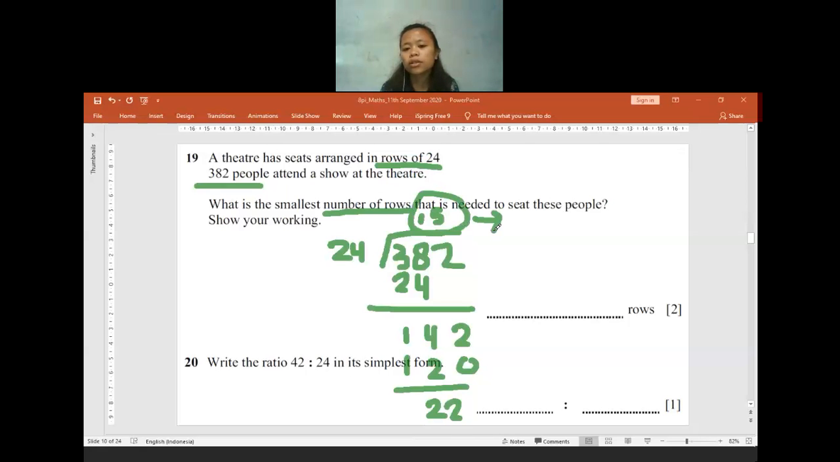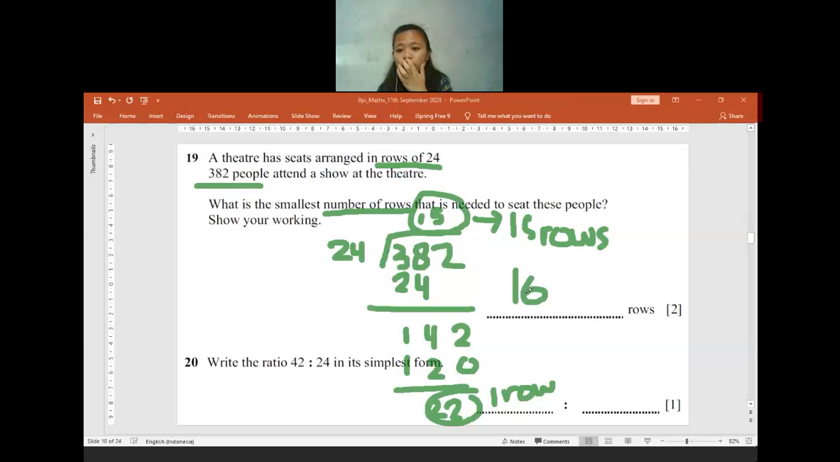So from here, we already have 15 rows. And then for the remainder here, we will get another 1 row. So in total, we will have 16 rows. Is there anyone who has any question? Or maybe my explanation is too fast? Yeah, you do division. The rest will be placed in the next row. So in total, it will be 16 rows.